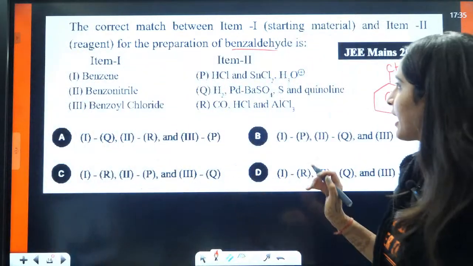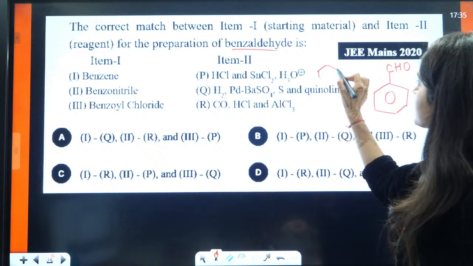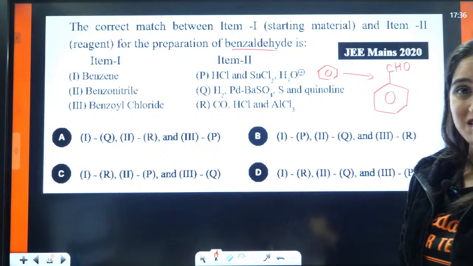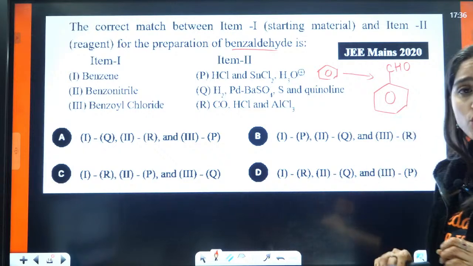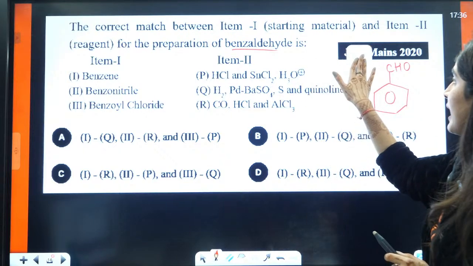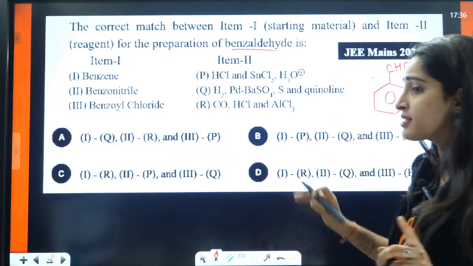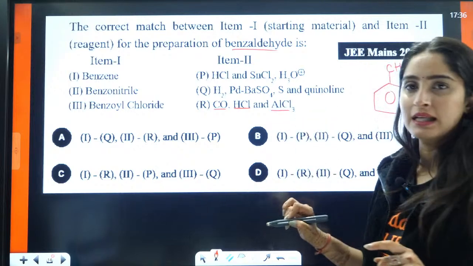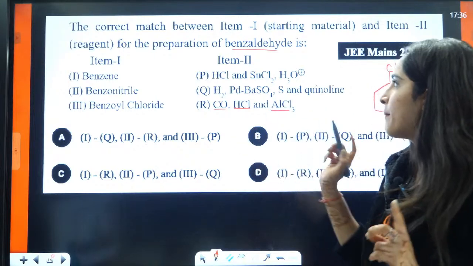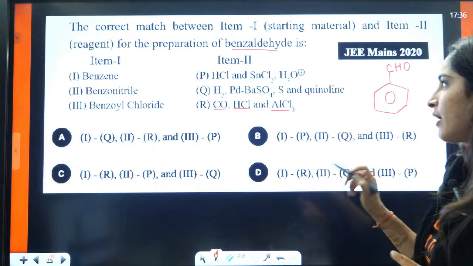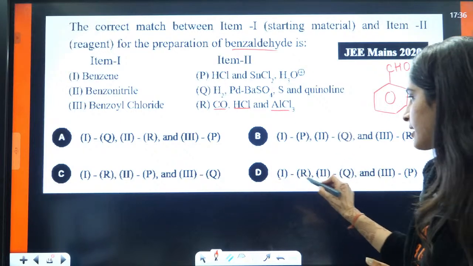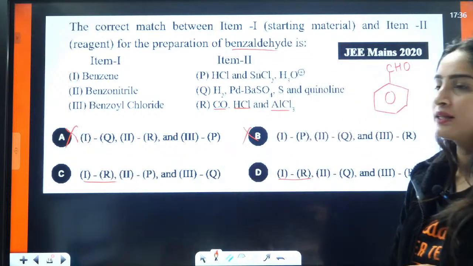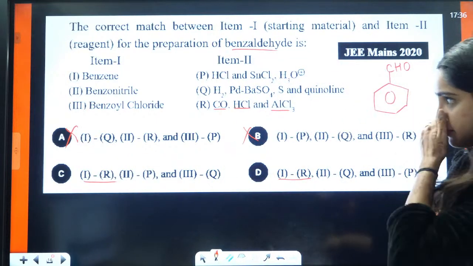Do you remember that reaction? When we convert this benzene to benzaldehyde, we just attach the CHO group here. That is done by the Gattermann-Koch reaction, and the reagents are CO, HCl, AlCl3. Those are the reagents. So benzene will be connected to R. That means A and B cannot be the answer. Definitely they cannot be the answer.